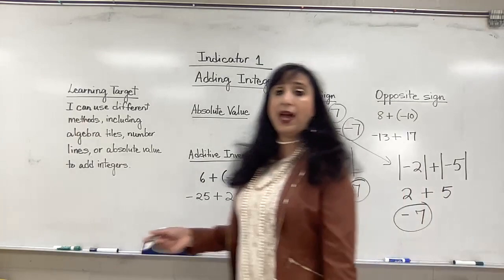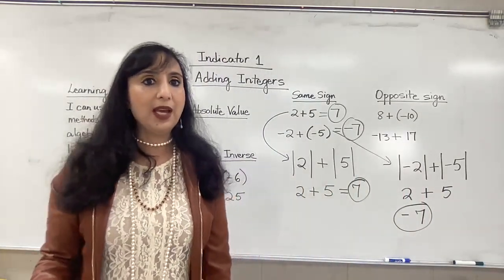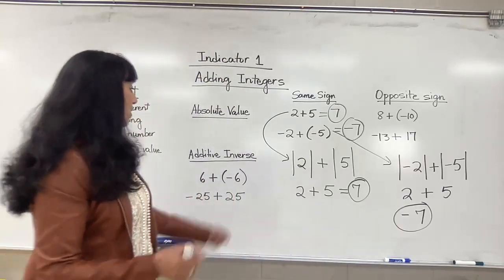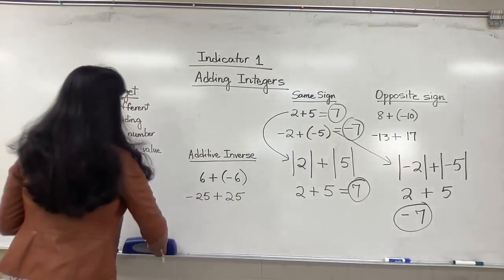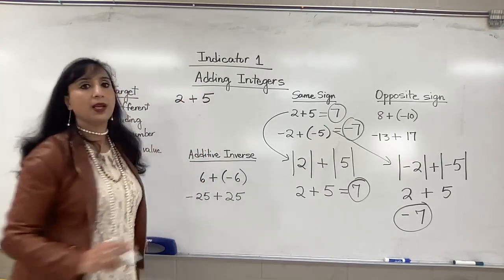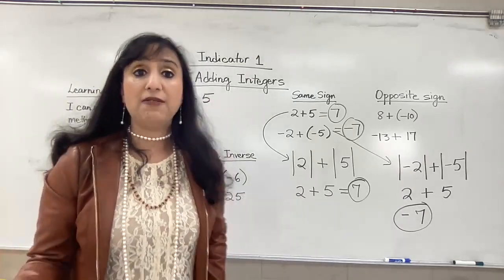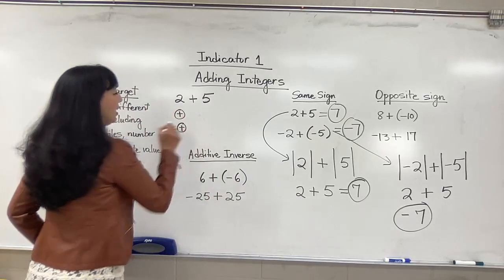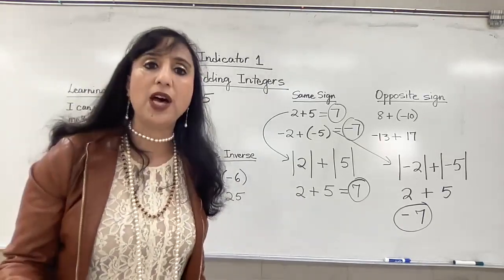That is the absolute value method. Now, let me show you the same thing using algebra tiles. We are going to use the same problem. I'm just going to remove this part. If I say 2 plus 5, using algebra tiles, I have two positive integers. So I have one positive and a second positive, and then I have five more positive integers.